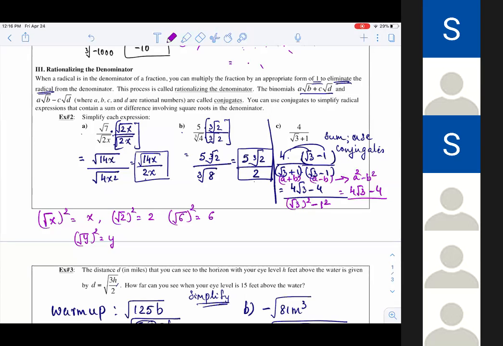Okay, the square root kind of vanishes. So this is going to be 3 minus 1. So 4 radical 3 minus 4 divided by 2.